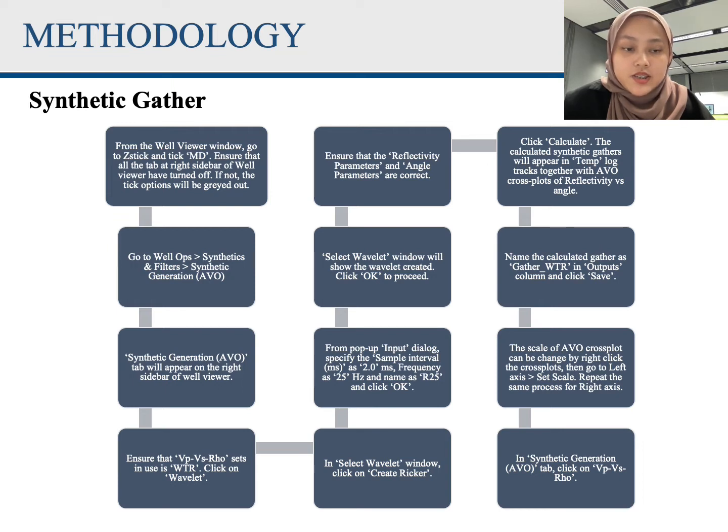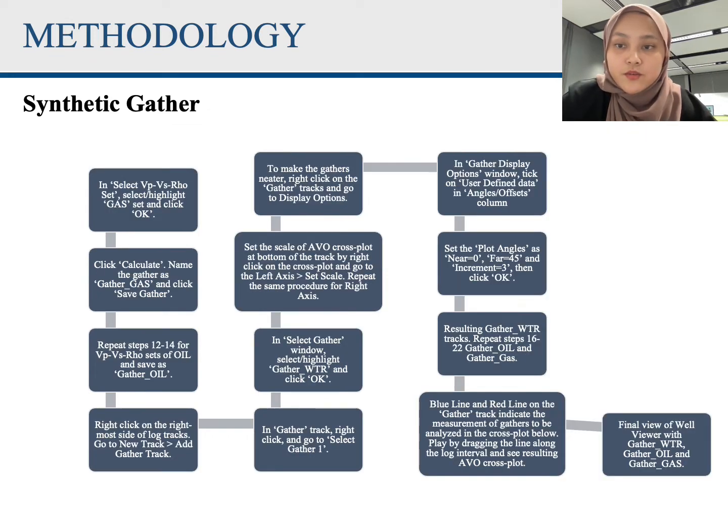Then in the synthetic generation AVO tab, we click on the VP-VS row. Following that, in the select VP-VS row set, select or highlight the gas set and click OK. Then click calculate, name the gather as gather_GAS, and click save gather. We repeat the steps 12 until 14 for the VP-VS row set for oil and save as gather_OIL.